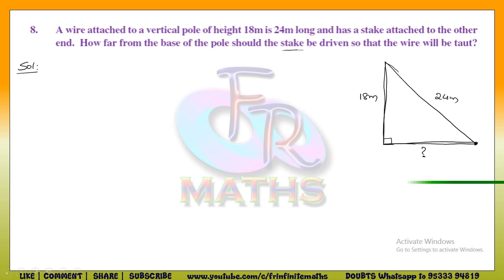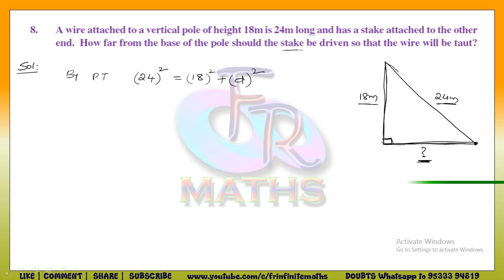Okay, now clearly what you can understand, this is a right angle triangle because this is my ground and this pole is always vertical. Vertical means it makes a 90 degrees angle. So clearly I need to find out this side, and I am given the hypotenuse as well as one of the sides. So by Pythagoras theorem, hypotenuse square, which is 24 square, is equal to 18 square plus I need to find this distance, so let it be d square.